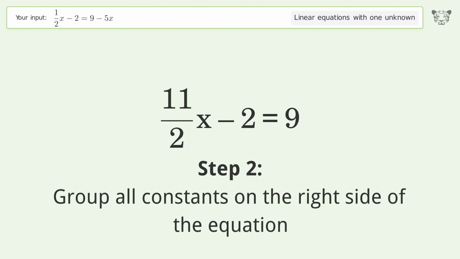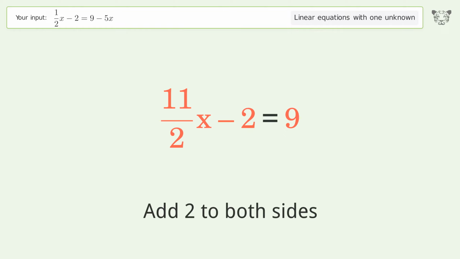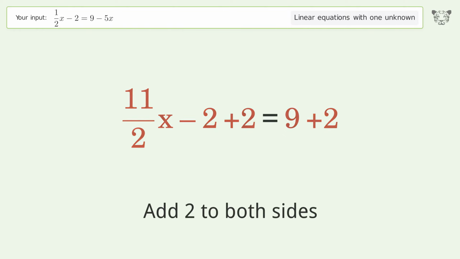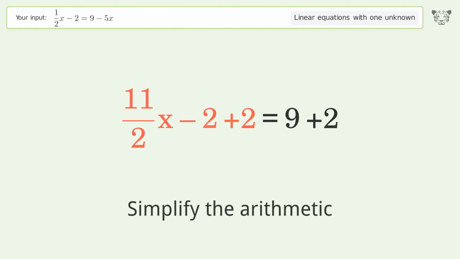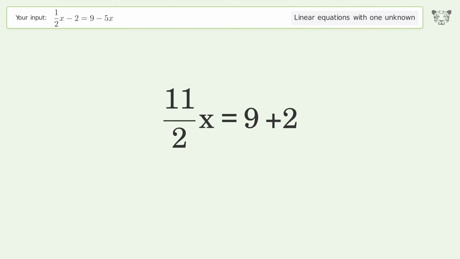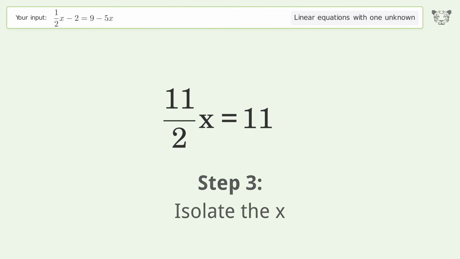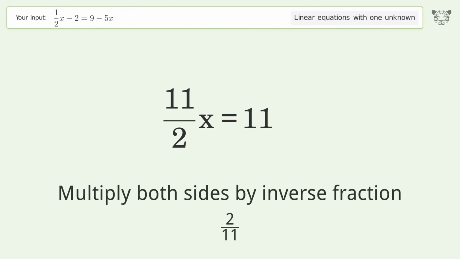Group all constants on the right side of the equation. Add 2 to both sides. Simplify the arithmetic. Isolate the x. Multiply both sides by inverse fraction 2 over 11.